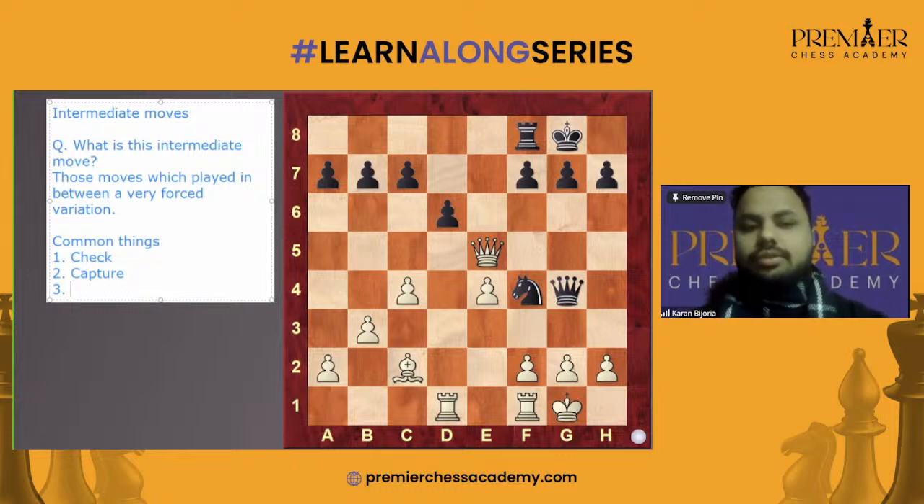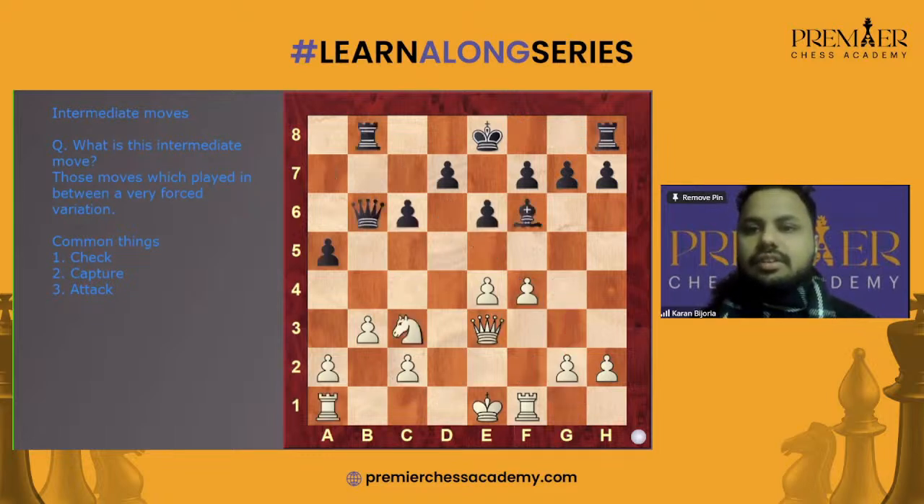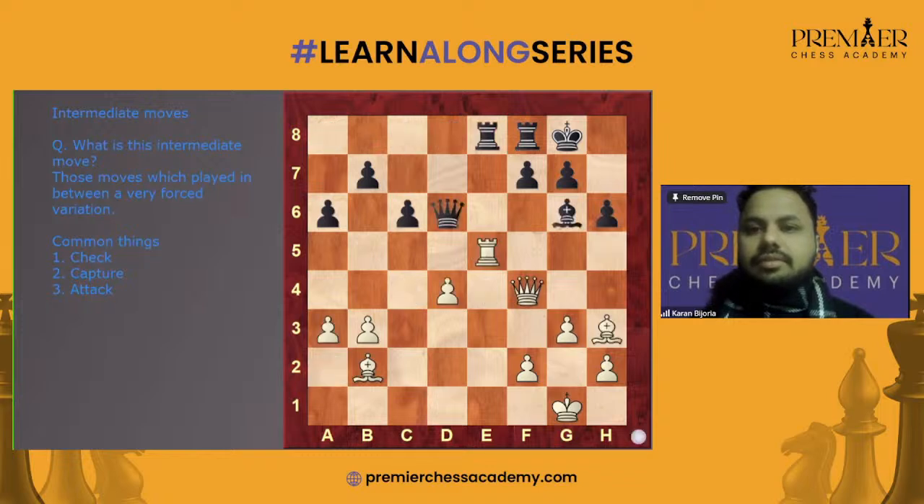You can say attack also. Attack. It's better to say attack. Okay, so we are attacking. So these are the three very common intermediate moves. We will see more of this position. Let's go without wasting any time.